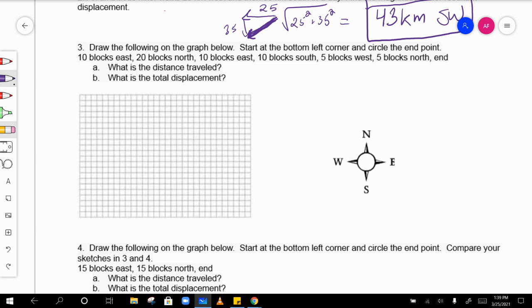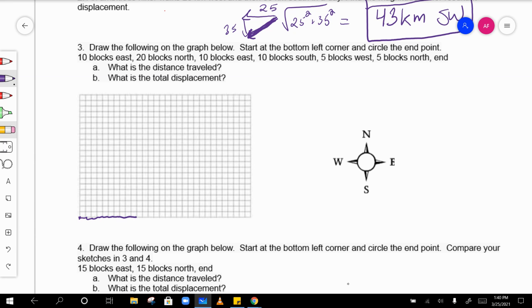Okay, so this one says draw the following on the graph. Start at the bottom left corner and circle the endpoint at the end. So we're starting at the bottom left-hand corner here. We're going to go 10 blocks east. 1, 2, 3, 4, 5, 6, 7, 8, 9, 10.